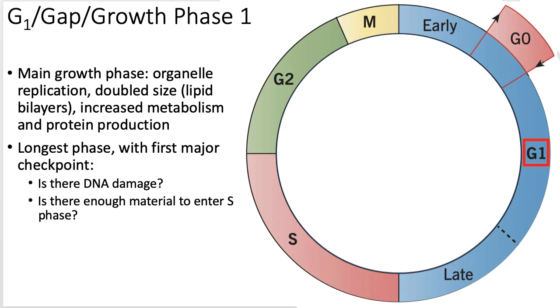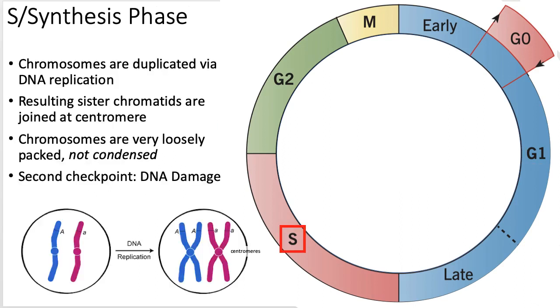It is the longest phase, the gap one, and it has the first major checkpoint that checks if there's any DNA damage, and essentially is there enough material to go into the S phase. We're going to talk more about checkpoints and how we actually enter different phases later on. So I want to just cover and give you a general synopsis of each phase, and then we'll dig a little bit deeper, okay?